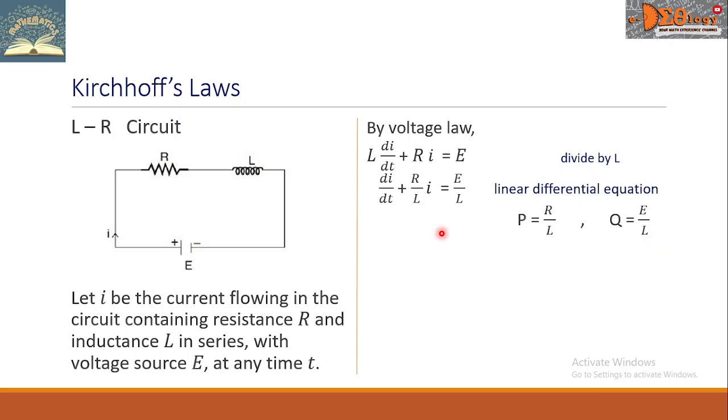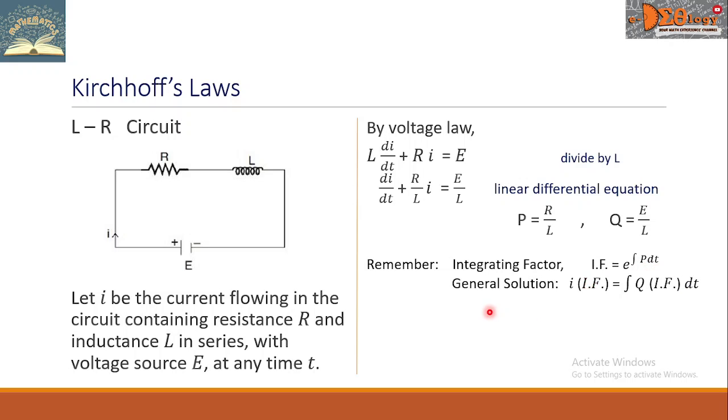We can solve this and remember that we have two steps. The step 1 is we compute for integrating factor or the IF. The formula is e raised to the integral of P dt. After that, the step 2 is we compute for the general solution. And this is the formula. I times the IF is equal to the integral of the product Q times IF, then dt.